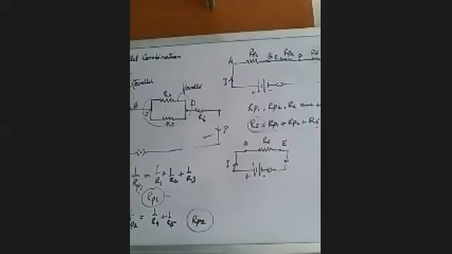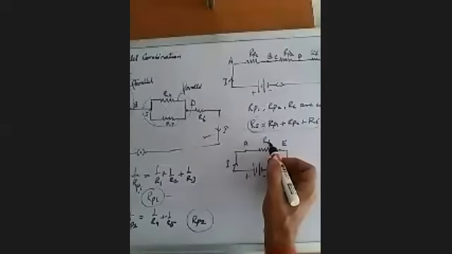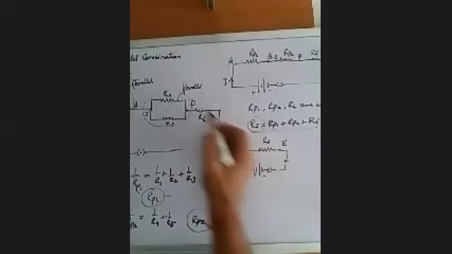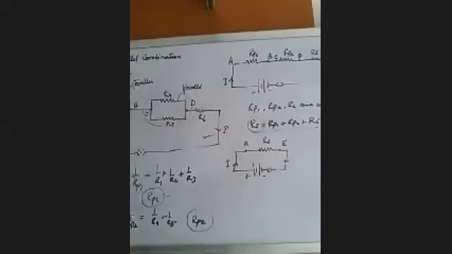So we say that this is the equivalent resistance of the mixed combination of resistors connected together. So that is your series parallel combination of resistors. Now let us move on.